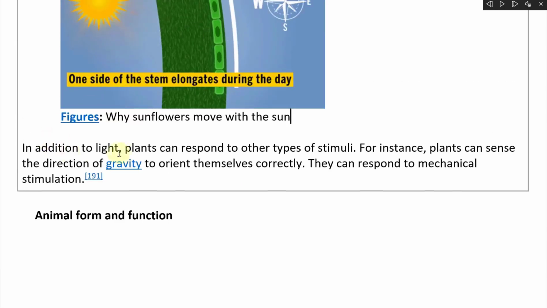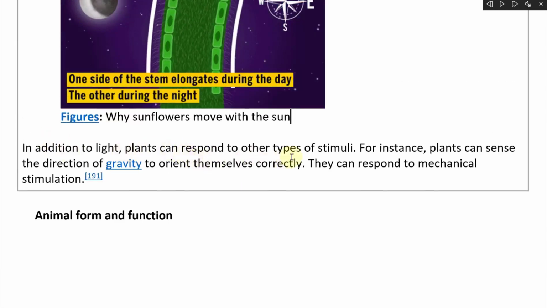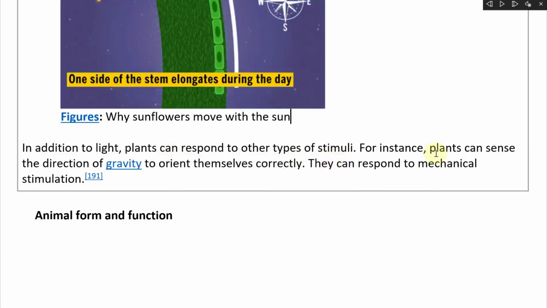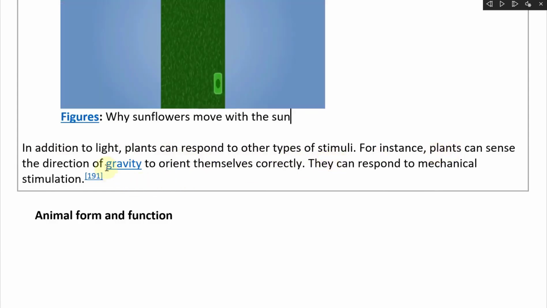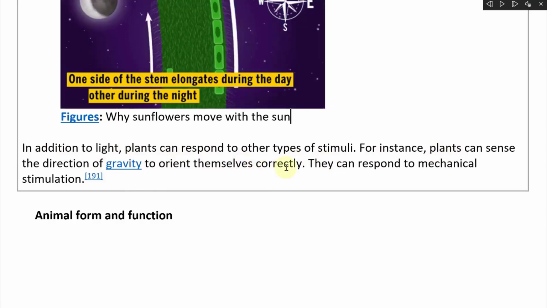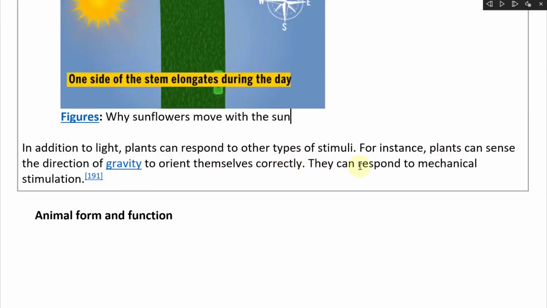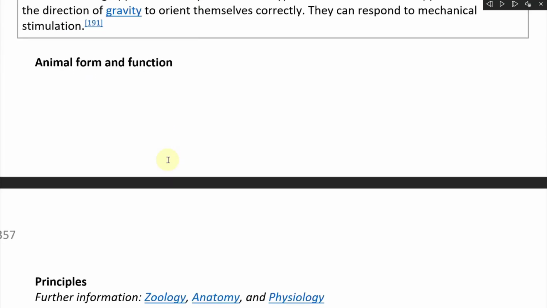All right, going further. In addition to light, plants can respond to other types of stimuli. For instance, plants can sense the direction of gravity to orient themselves correctly, and they can also respond to mechanical stimulation. Very fascinating stuff.